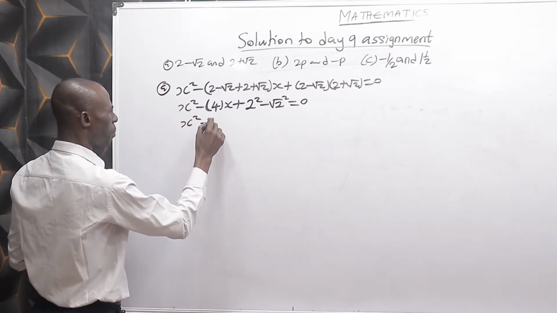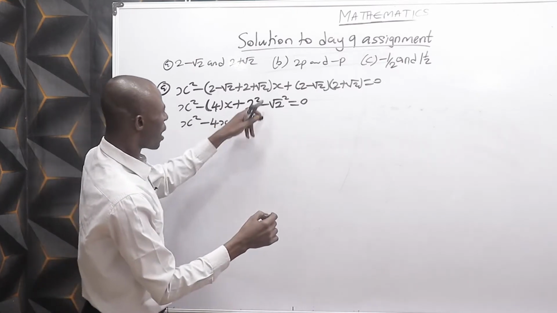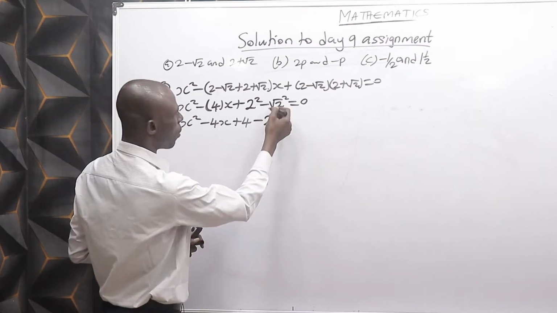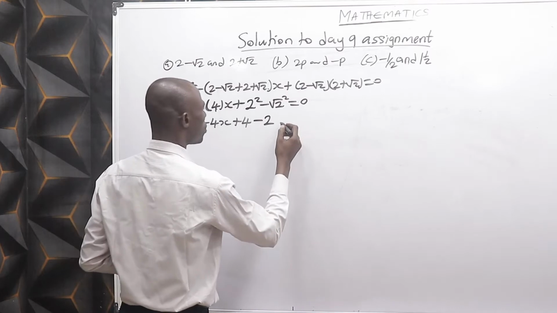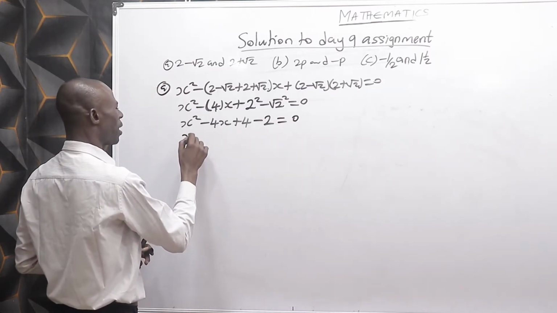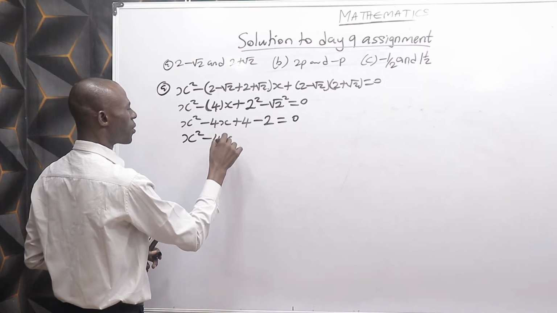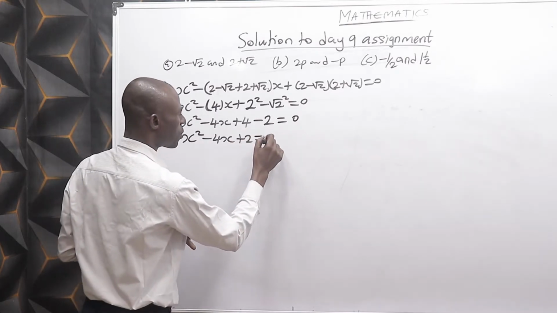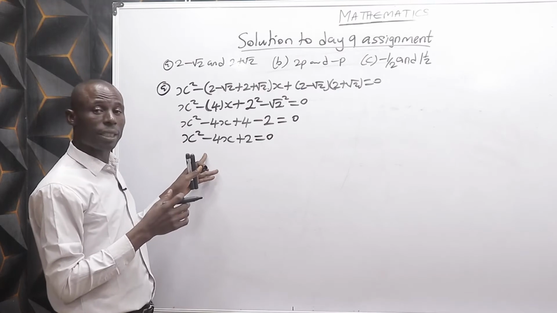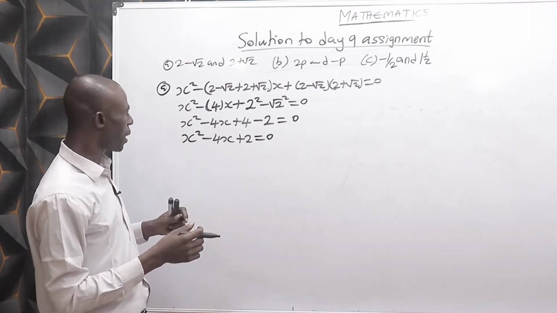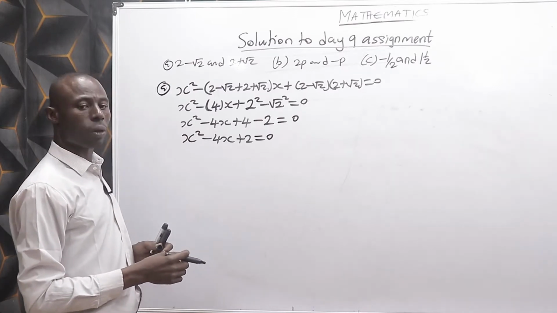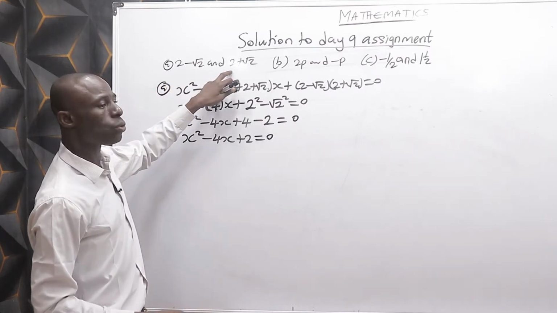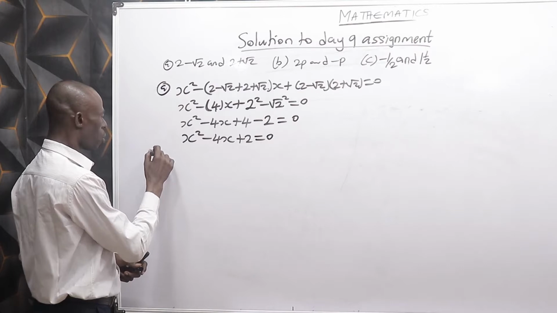So x squared minus 4x plus 4, 2 squared is 4, minus 2 will be the result of this, because the power 2 will take care of the square root sign, which is equal to 0. Finally, it will be x squared minus 4x plus 2, because 4 minus 2 is 2, equals 0. So that is the solution. That is the answer to that question here. X squared minus 4x plus 2 equals 0 is the quadratic equation whose roots are 2 minus root 2 and 2 plus root 2. Let's move on to question B.